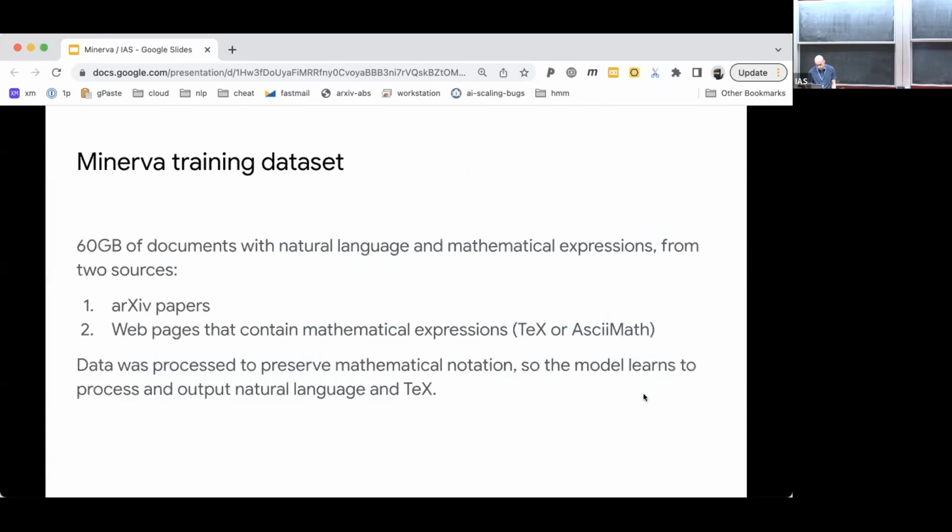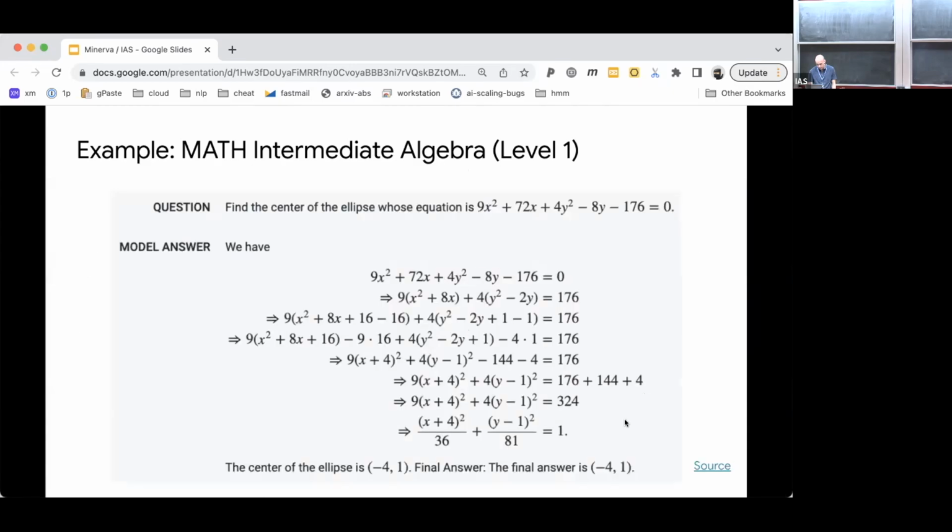Let me skip this. Yeah, it does very symbolic calculations. Here it needs to find the center of an ellipse. So it just starts simplifying, completing the square and so on until it gets to this form, and then it reads off the center of the ellipse, (-4, 1).